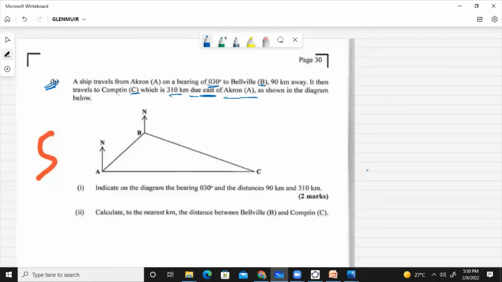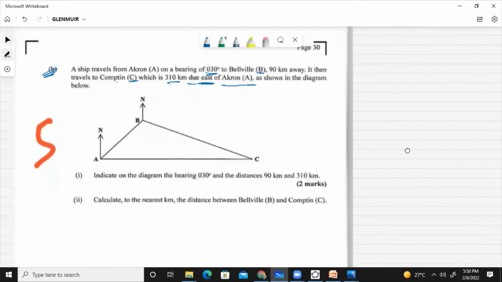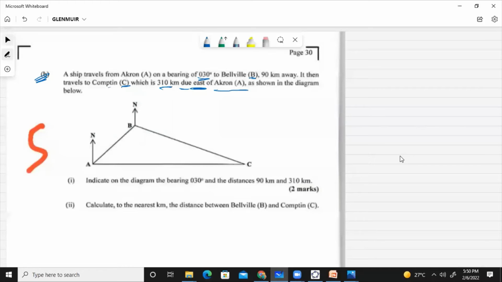And one of the things we have noticed over the years, though, it's nothing like in my time when we used to draw the diagram. CXC is drawing the diagram for you. All you're doing is labeling right now. So the first question says, indicate on the diagram the bearings, 30 degrees, and the distances 90 and 310. You get 2 marks to do that. That means you have to make sure that you read what they're saying.